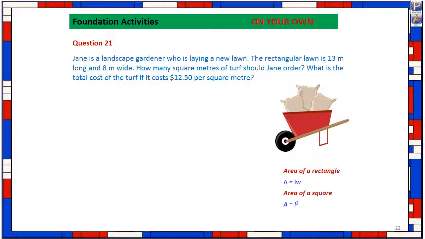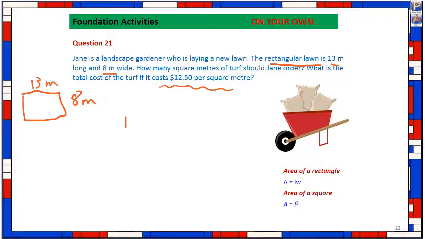All right, and there's just one extra thing which makes it a slightly harder question. We've got to find the cost of laying turf. That's $12.50 a square meter. All right, I'll have a go at this one then. So Jane's landscaping a lawn. It's a rectangular lawn. It says rectangular lawn. There's my key bit. I need a rectangle. 13 meters long, 8 meters wide.